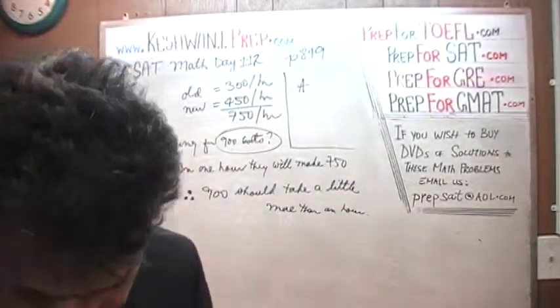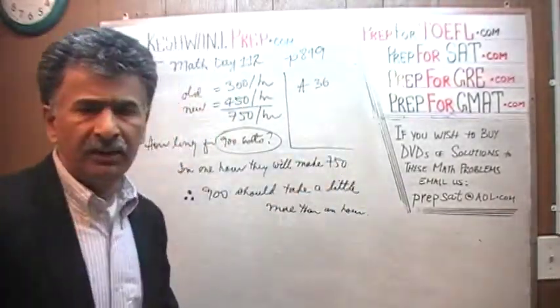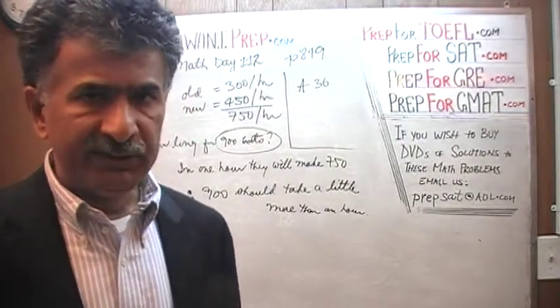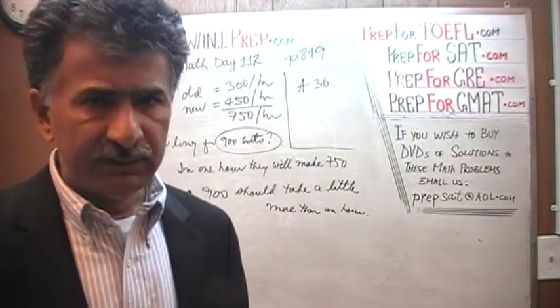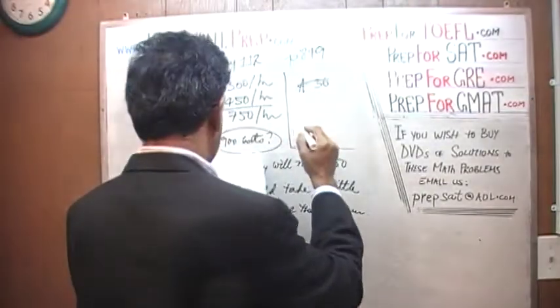A says 36 minutes. Well, that's not going to take 36 minutes, because it takes an hour just to make 750. If it takes 1 hour to make 750, 900 is going to take more than an hour, obviously. It's not going to take 36 minutes.